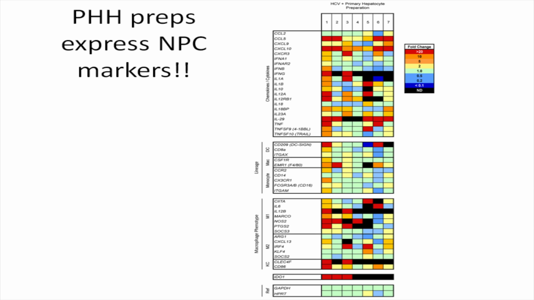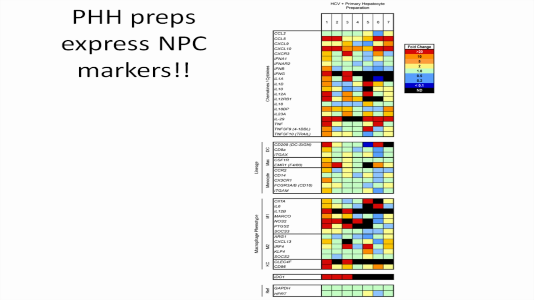And for the macrophage subtype markers, we saw a number of genes that were induced, including NOS2 and in particular, the Kupffer cell marker CD86 was fairly well represented in this prep. So we feel these are pretty compelling evidence that pretty much any primary hepatocyte preparation that you either buy or obtain from an academic lab has non-parenchymal cells in it.